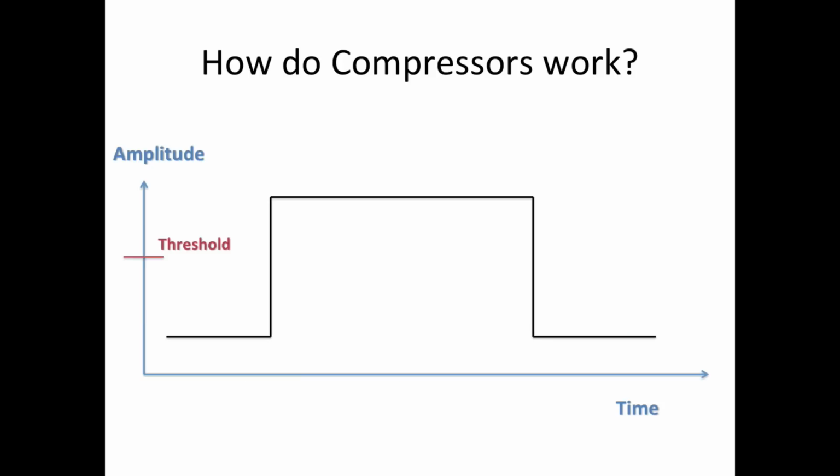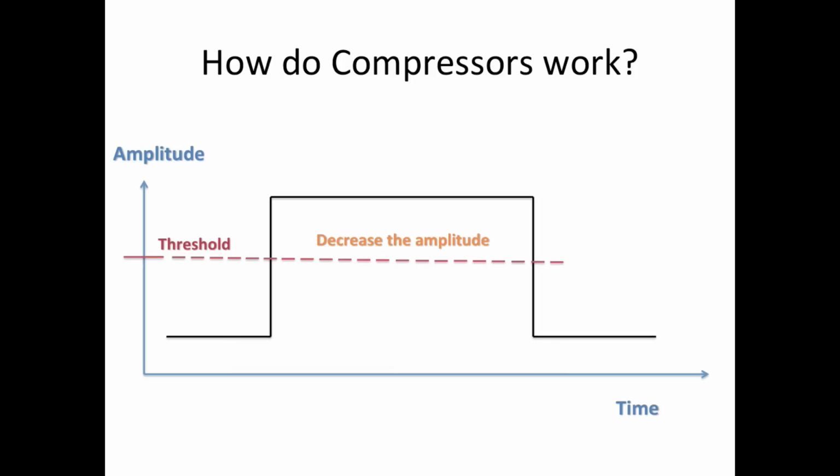First off, we have the threshold. The threshold can be set a lot of times on a compressor, and what's going to happen is when the signal amplitude is lower than the threshold, the compressor is not going to do anything. It's not going to attenuate the signal. It's not going to decrease the amplitude. So for these parts of the signal over here that are below the threshold, the compressor doesn't do anything.